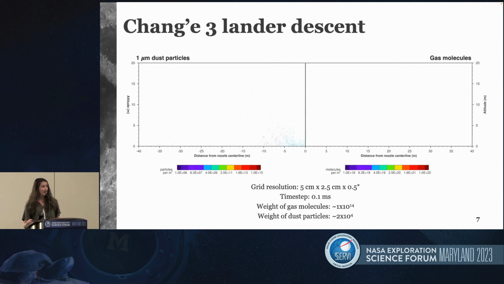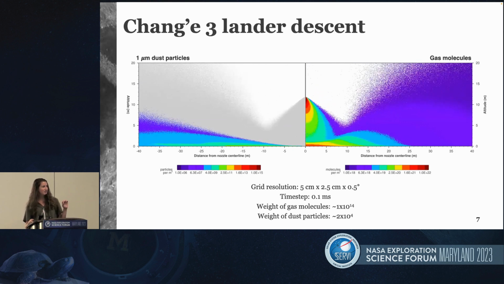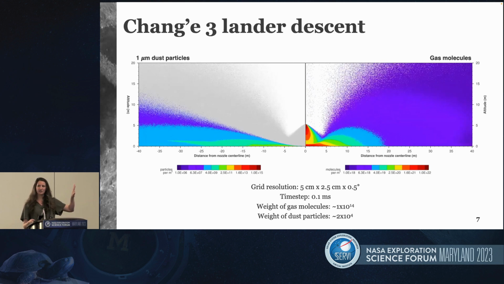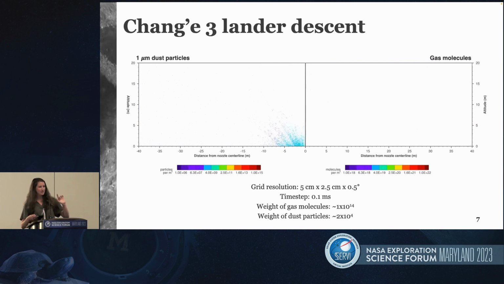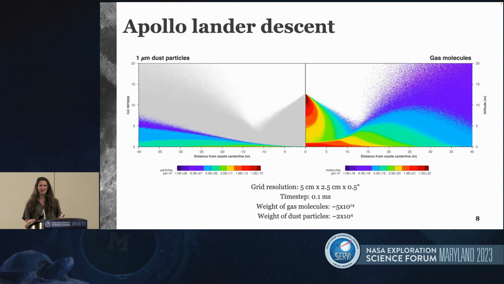On the right-hand side, I show the number density of the gas molecules that are in the simulation. And on the left side, I show the number density of the dust particles in the simulation. And the gray that's overlaid on the left is just to show you where the gas is. I'm going to switch to the next one, and we could just continue to watch that again. This is the Apollo lander.